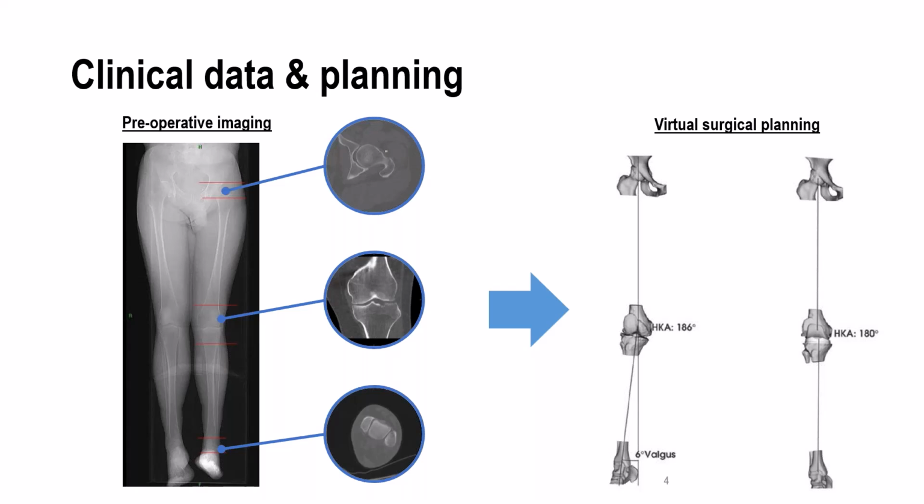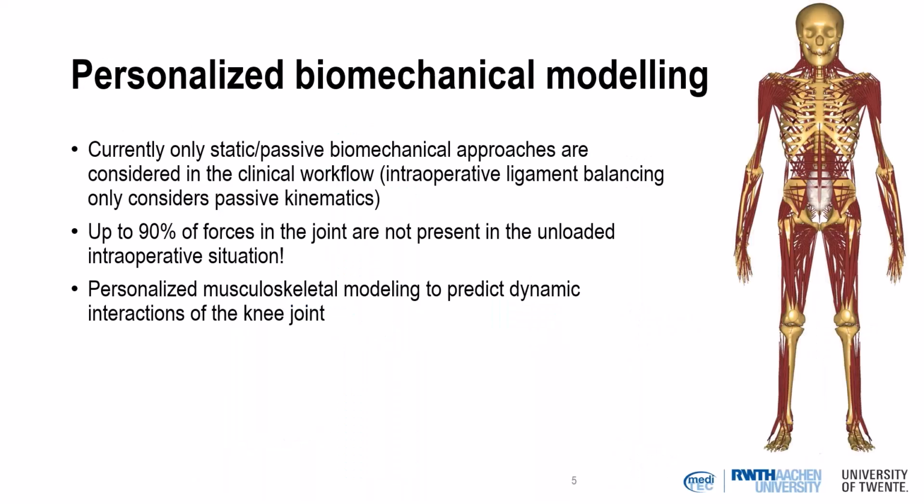wear and contact pressure. However, we see more asymmetric designs nowadays on the market, and this is not always ideal and deviates also from the anatomical situation. So there's also an ongoing debate whether this type of alignment is the right target. But not only in the preoperative stage, also in the intraoperative stage, biomechanics are not really considered, or only in a static or passive way.